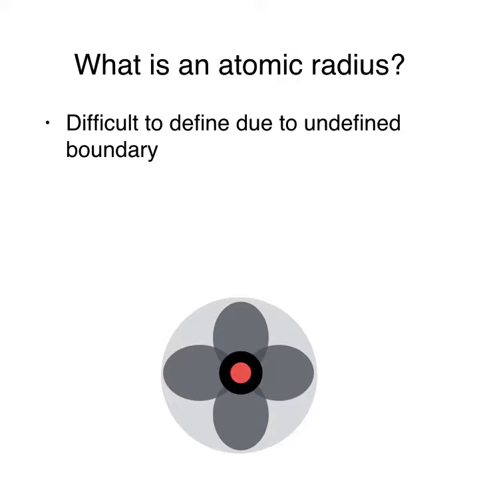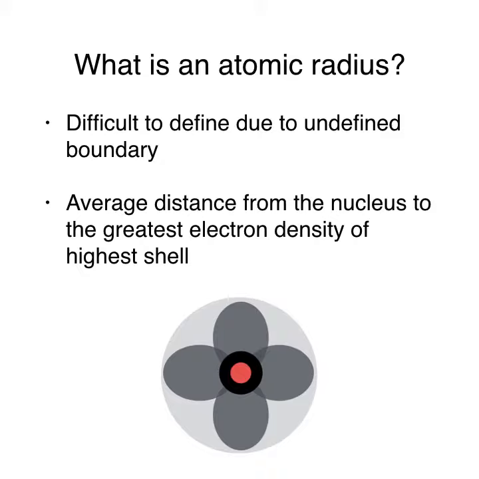Thus, the atomic radius is best defined as the average or typical distance from the nucleus to the maximum electron density of the highest shell. For example, let's say we were looking at a lithium atom. Lithium has an electron configuration of 1s2, 2s1. The atomic radius of the lithium atom would then be the distance between the nucleus and the maximum electron density of the n equals 2 shell.